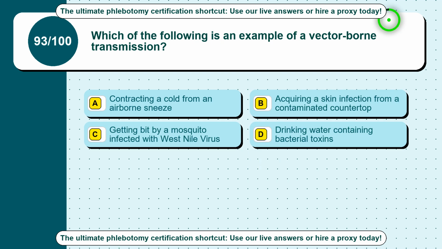Question 93. Which of the following is an example of a vector-borne transmission? Option A, contracting a cold from an airborne sneeze. Option B, acquiring a skin infection from a contaminated countertop.